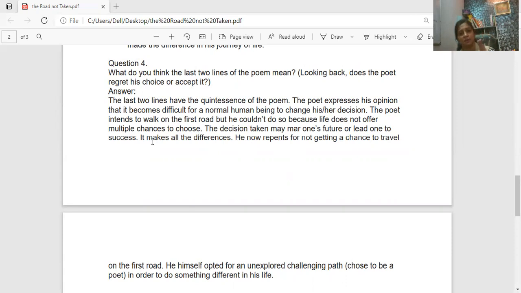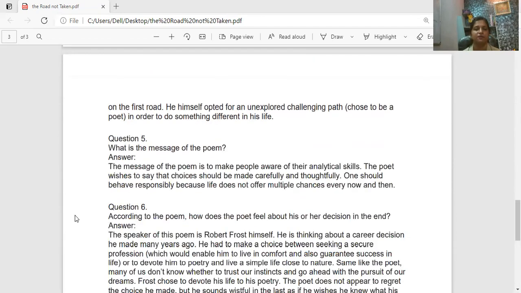Okay, as we discussed the word sigh, it could be a sigh of relief, it could be a sigh of regret. Okay, relief that yes, my decision was right, regret for taking a wrong decision. So you never know what future holds. So this decision makes all the difference. He now repents for not getting a chance to travel on the first road. He himself opted for an unexplored, challenging path because he chose to be a poet, because he wanted to do something different in his life.